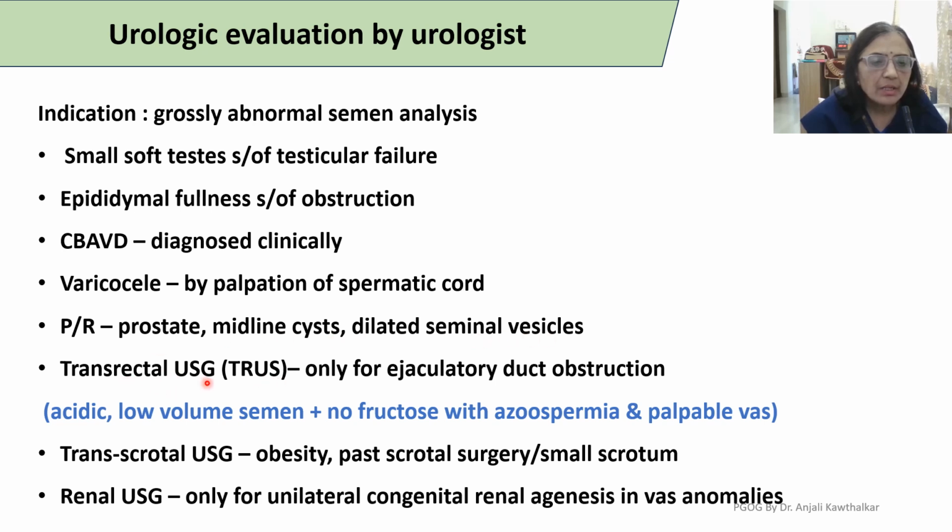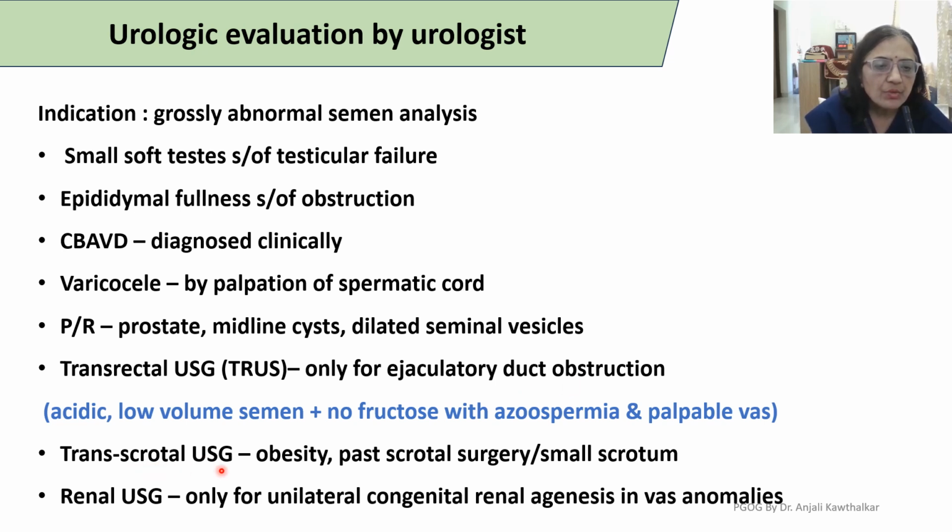Transrectal ultrasonography is done only for suspected ejaculatory duct obstruction, where there is acidic low volume semen, no fructose, no sperms, and palpable vas. So this is the only indication to do transrectal ultrasonography. If you are asked what is the indication to do transrectal ultrasonography in a case of male infertility, your answer should be suspected ejaculatory duct obstruction.